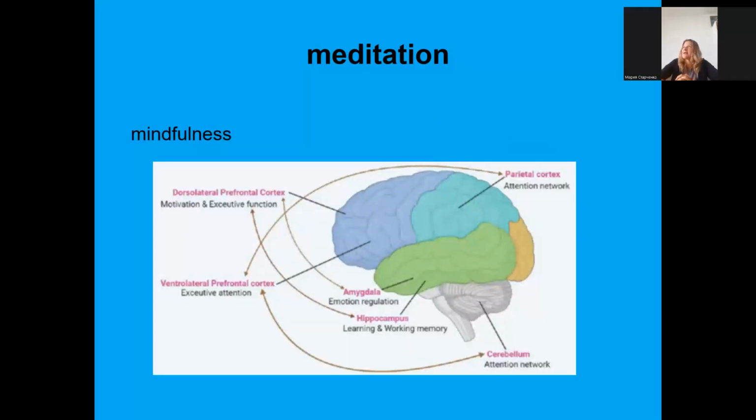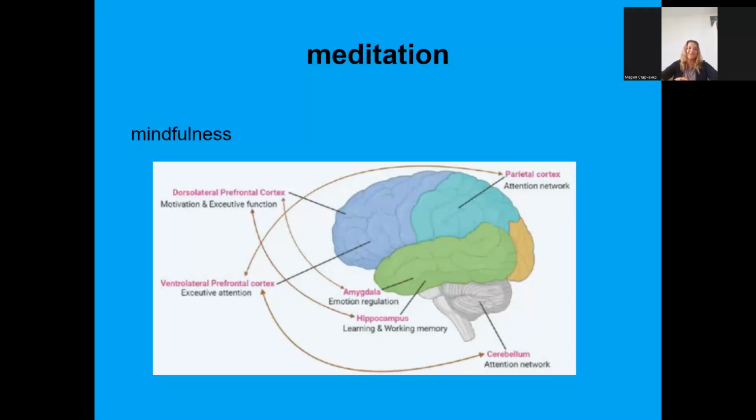An important aspect of meditation is mindfulness. Mindfulness-mediated functional connectivity changes include increased connectivity between cingulate and prefrontal cortex, which may relate to attention control. Decreased connectivity between occipital cortex, which may relate to self-awareness.